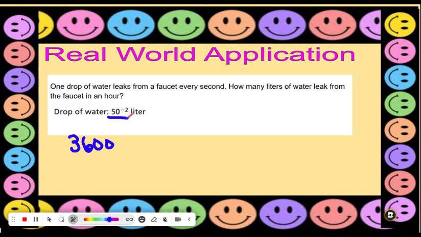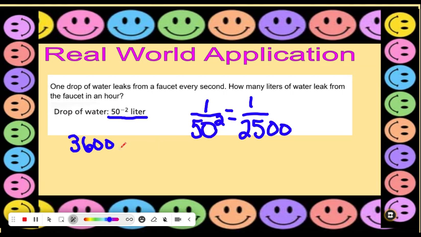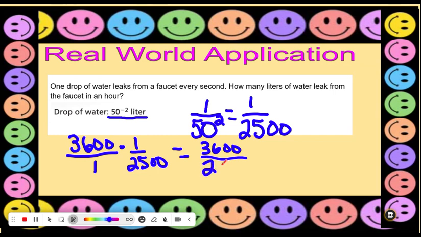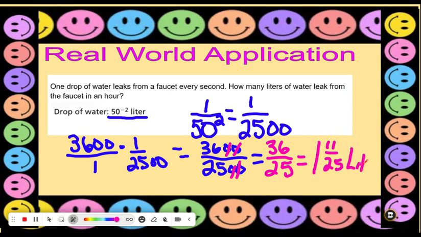We know a drop of water is 50 to the negative second liter, which when we write it as a fraction, is 1 over 50 squared. 50 times 50 is 2,500. So now we're going to multiply 3,600 over 1 times 1 over 2,500. So 3,600 times 1 is 3,600, and 1 times 2,500 is 2,500. Whenever I see zeros in the numerator and zeros in the denominator, it's like dividing by 100, and that was just 2 zeros. So now we have 36 over 25. Well, 25 goes into 36 one time with 11 left over. So 1 and 11/25 liters leaks out of the faucet in an hour.